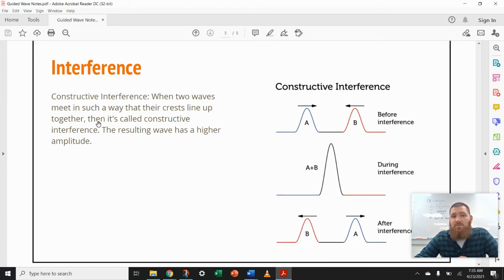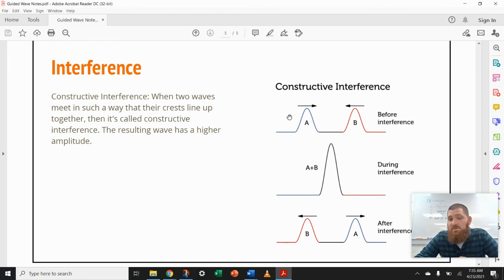And then we have interference. Now, there are two different types of interference that we'll be talking about here. There's constructive and destructive interference. Constructive interference is when two waves meet in a way that their crests or troughs will line up. This is called constructive interference. This will give us a wave with a much higher resulting amplitude.